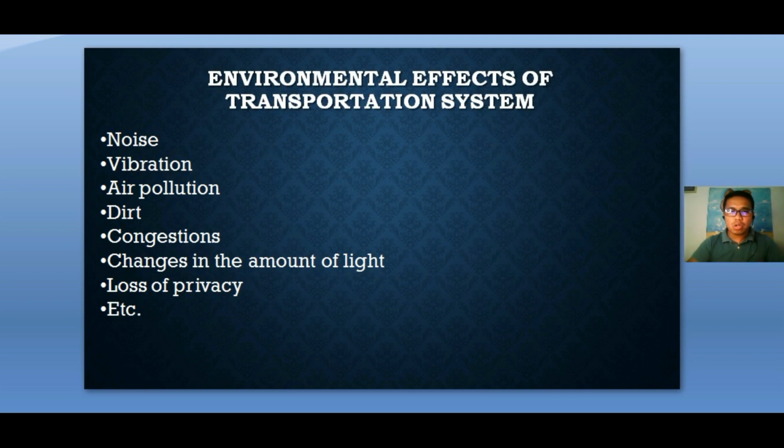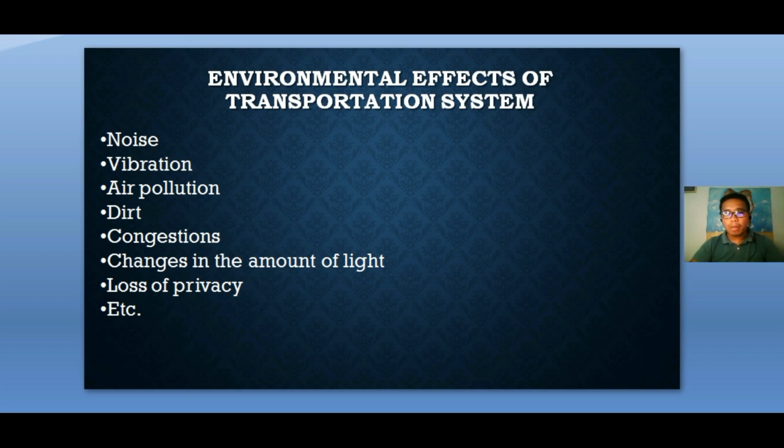Ang noise pollution, especially katong mga motorcycle nga ilang gi-modify ang ilang muffler nga perte kakusog kaayo ang tingog nga sakit kayo sa dalungan. Vibration, especially to those houses located nearby the roadways. So kung mga dagkong truck, 10-wheelers ang wagi, usually mo vibrate ang building or ang balay doon sa highway. We also have air pollution, dirt, congestions, changes in the amount of light.